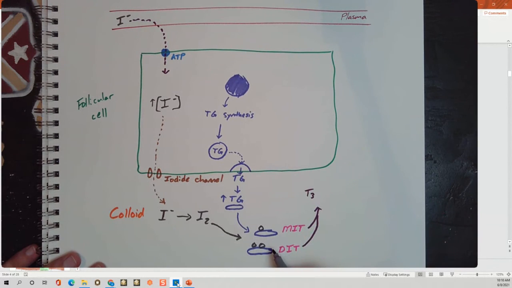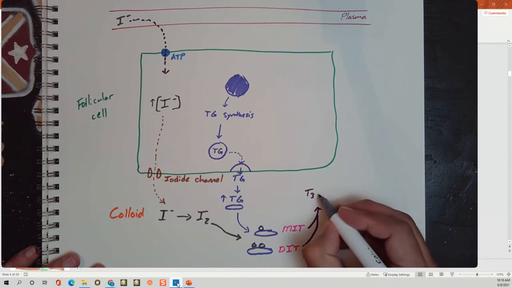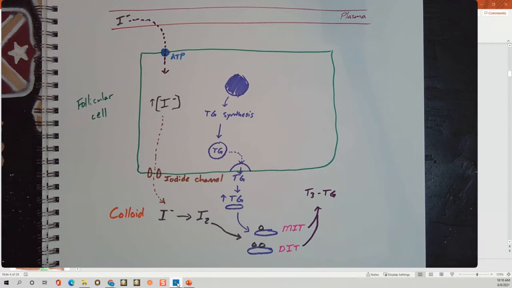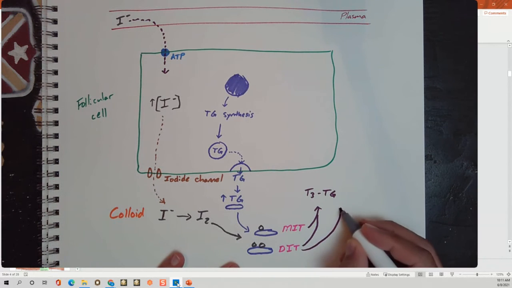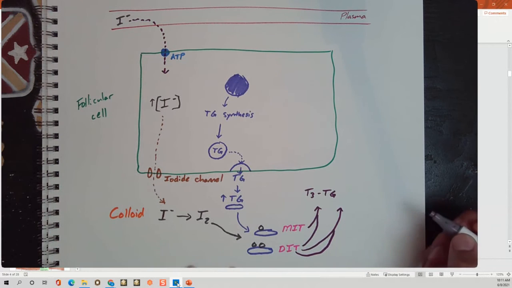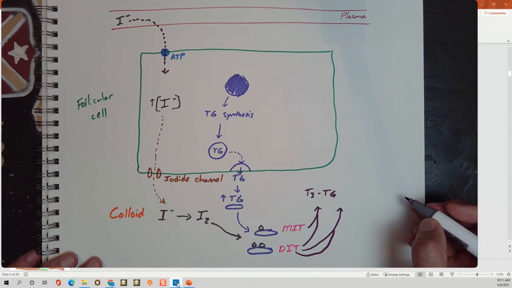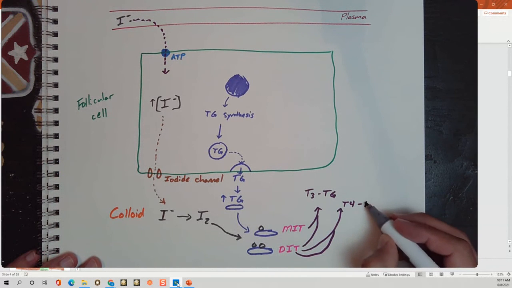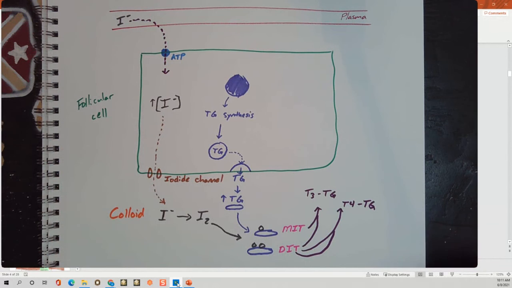Now this T3 still has the thyroglobulin attached to it. It's still going to be bound to the thyroglobulin because MIT and DIT both have thyroglobulin. Does that make sense? So this still has the TG bound to it. That hasn't changed. What about if I took DIT and I took another DIT and bound it to it? What would I have? T4. And that T4 is still bound to thyroglobulin. Pretty cool. That's how we get it.